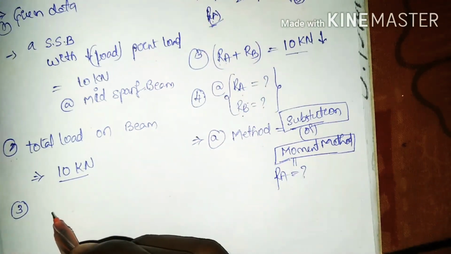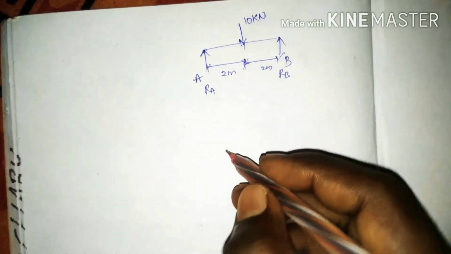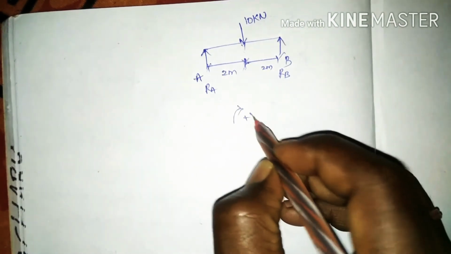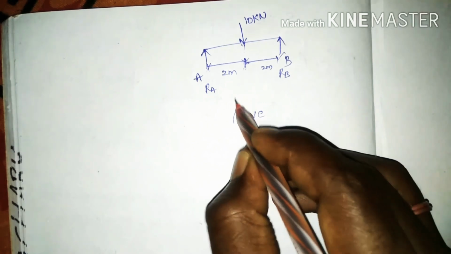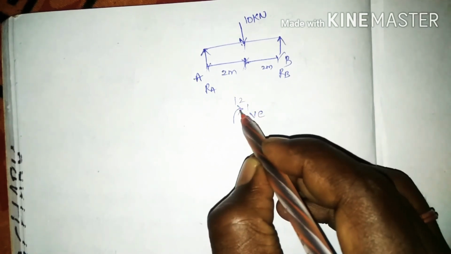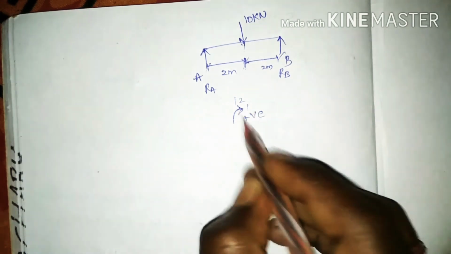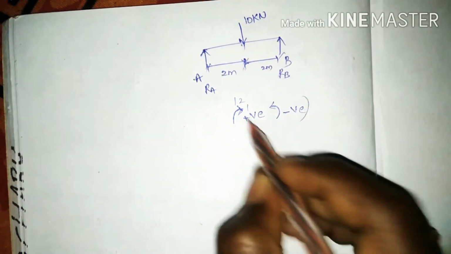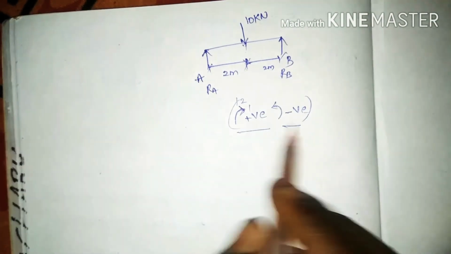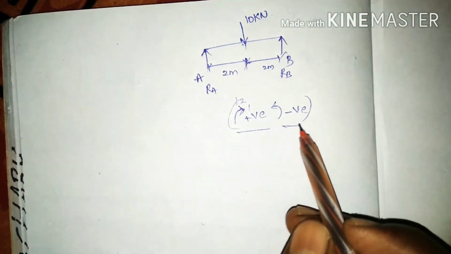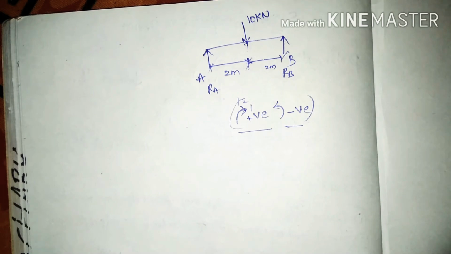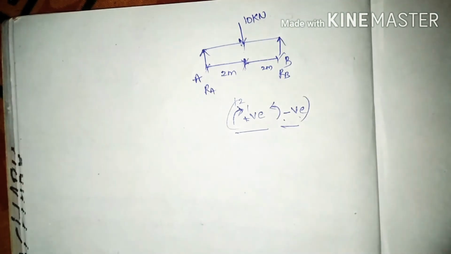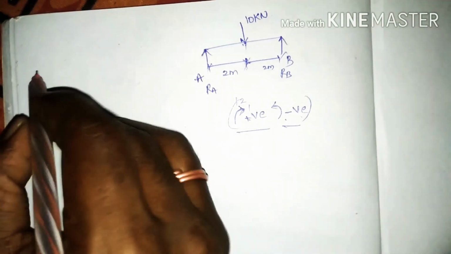For the moment method, we have two conventions: clockwise is positive and anticlockwise is negative. A moment moving in the clockwise direction is positive, and one in the anticlockwise direction is negative. You should not forget these sign conventions while taking moments. If you confuse them, you will get an error in the problem. Let's apply the moment method.